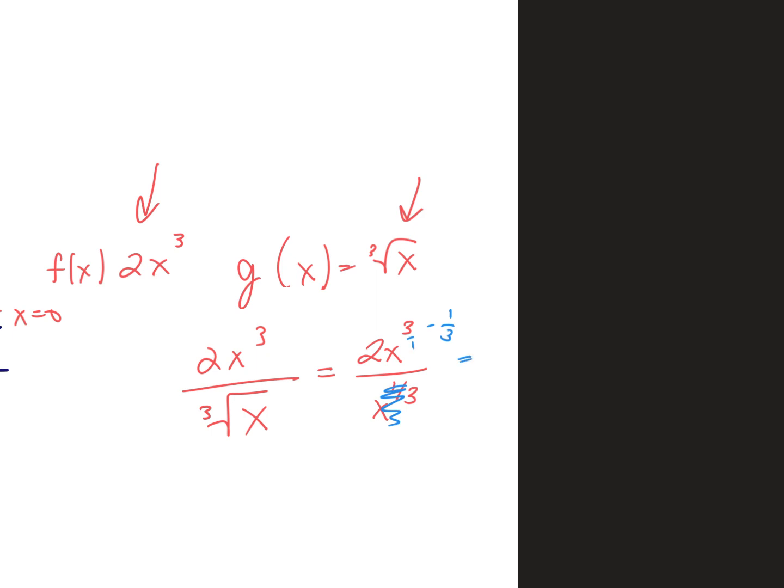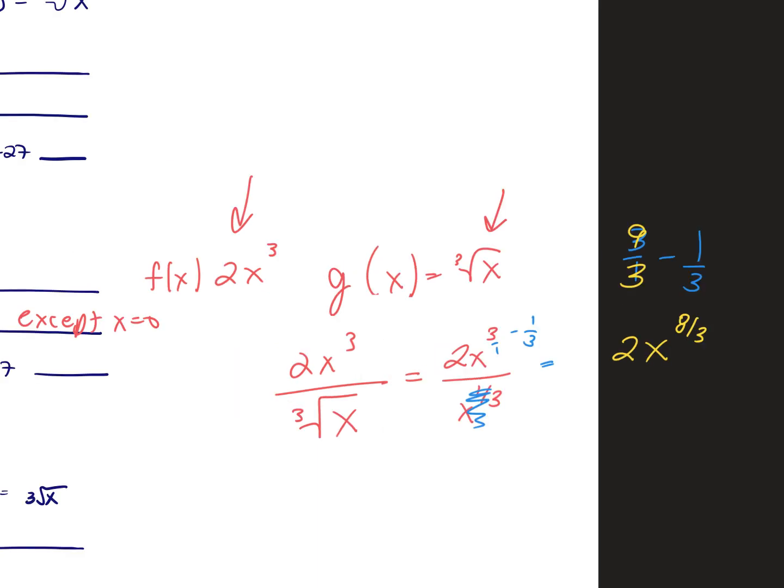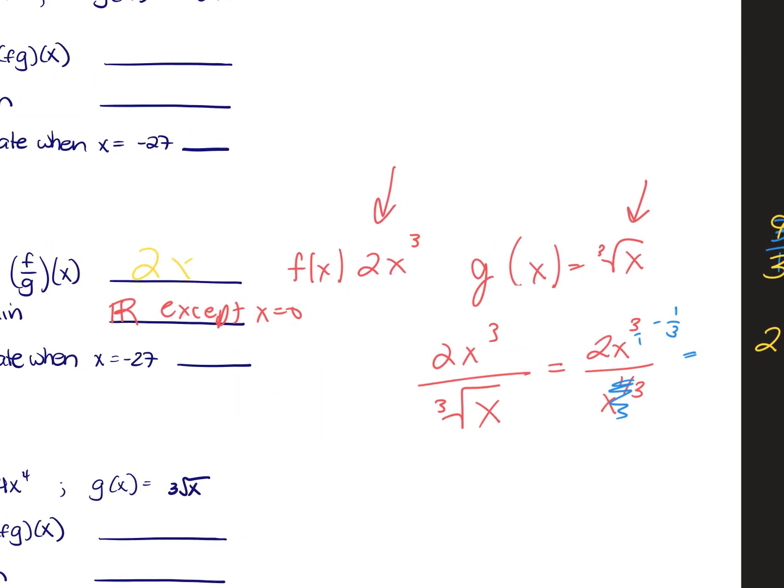Well, what's 3 over 1 become? 9 over 3. I have to have a common denominator, right? If I have 3 over 1 minus 1 over 3, what's my common denominator between those two? 3. If I multiply the bottom by 3 and then the top, so this becomes what? 2x to the 8/3. Perfect. That is simplified. That is in terms of x. You have 2x to the 8/3.